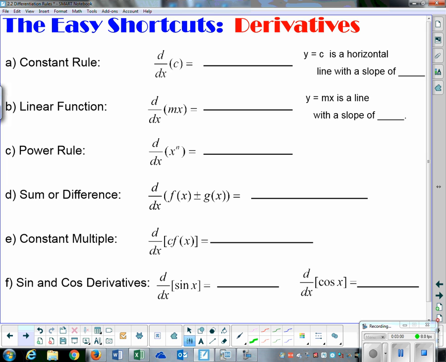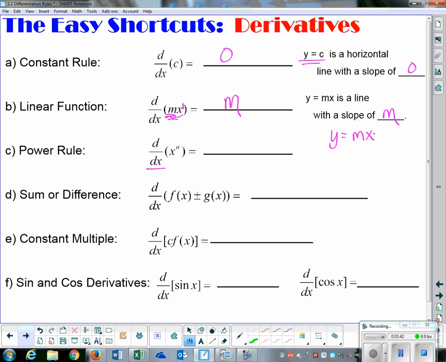So here's a list of rules that we'll run through real quick, and we're going to utilize them today as we do other problems. The constant rule, we just talked about, the derivative of a constant is 0. And you can think of y equals c as a horizontal line that has a slope of 0. Linear functions, where I have x to the 1st power, and maybe I have a coefficient such as m in front of it, well, the derivative will be m. And you may recognize that this is a linear function, like we could have y equals mx plus b. If I let b equal 0, then I'm just at mx. And that would mean that the slope is m. So it makes sense that the derivative is m.